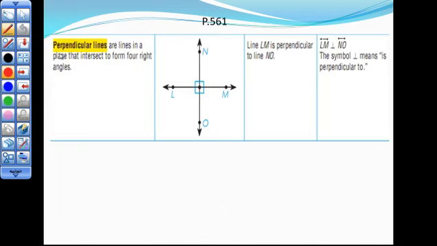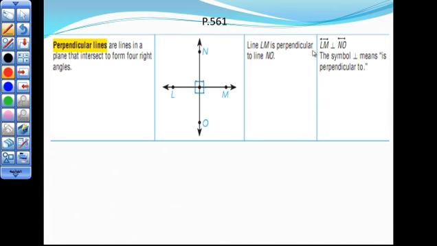What does it mean, perpendicular lines? Perpendicular lines are lines in a plane that intersect to form 4 right angles. Can you see here a square corner and here a square corner? Yes, I can see. Can you see down? Can you see beside it? Yes, I can see 4 square corners. So you should tell me when you see perpendicular lines.